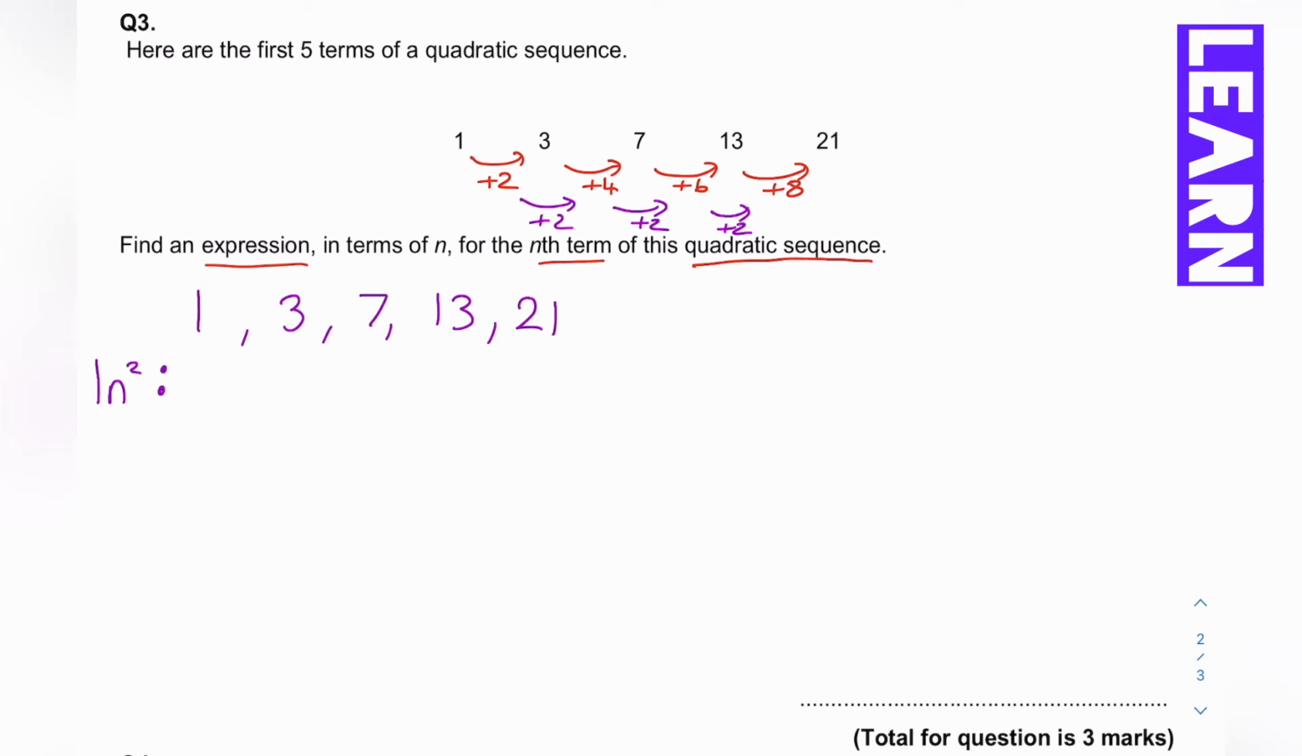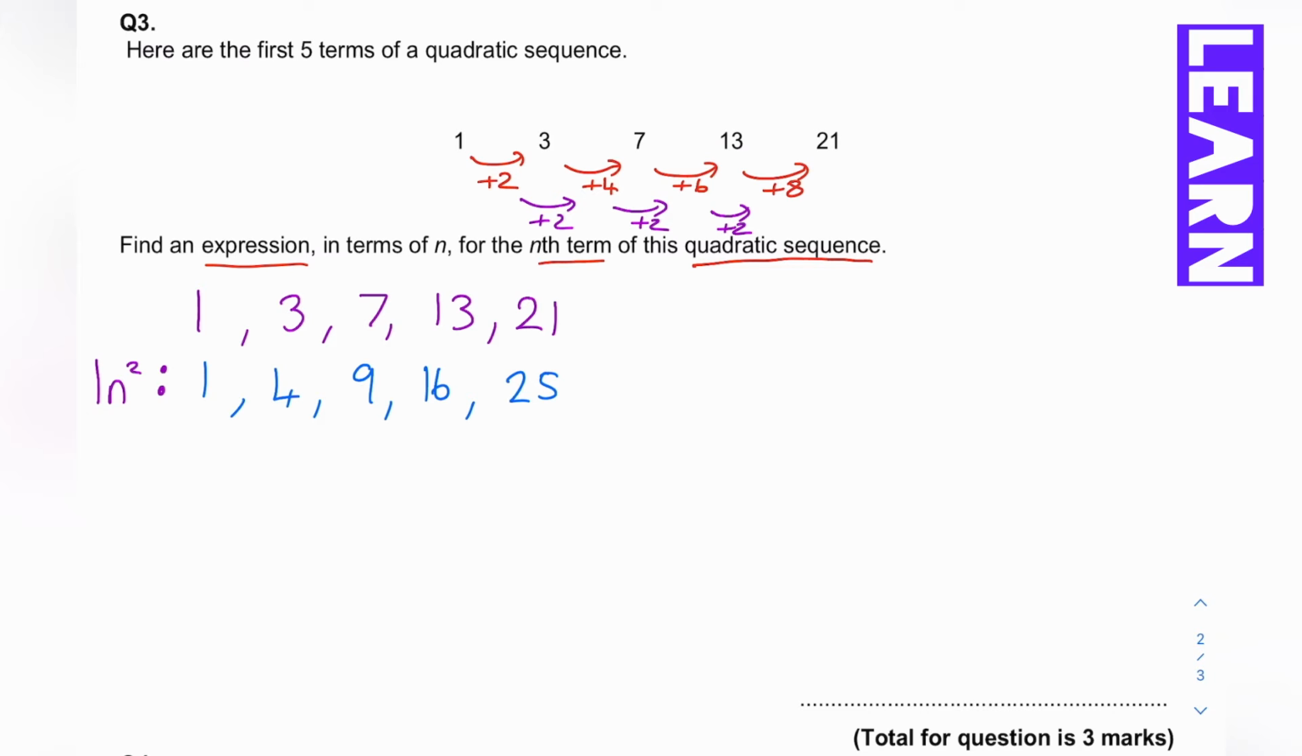So now we need to write out our 1n squared sequence. So this is our n squared sequence multiplied by 1. So if we put n as 1, 1 squared is 1, n is 2, 2 squared is 4, n is 3, 3 squared is 9, n is 4, 4 squared is 16, n is 5, 5 squared is 25.